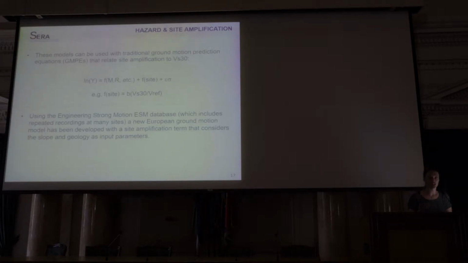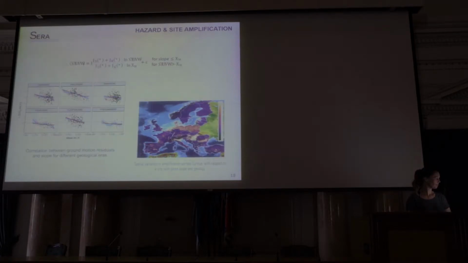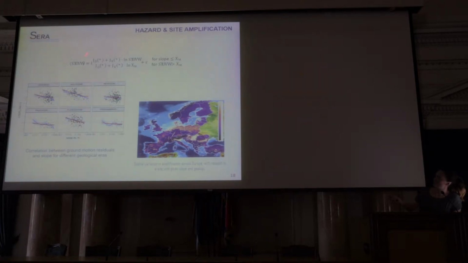And so this site amplification term will no longer read VS30 as an input parameter, but slope and geology as the input parameters. The equation has gone a little bit strange, but this is just the function of the slope and the topography. Here we have different values of slope for different geological units, and we can look at the correlation between slope, geological unit, and this site term which goes into the ground motion model. So this map shows, for a given assumed slope and geological unit, how the site amplification term in the ground motion model varies across Europe. We can produce those maps for different slope values and different geological units.